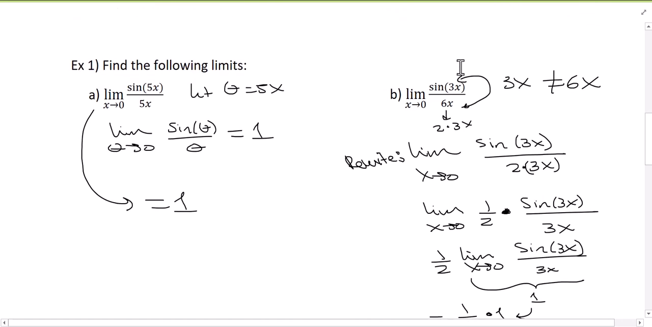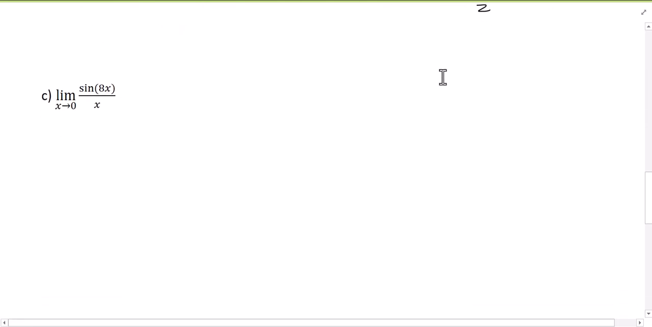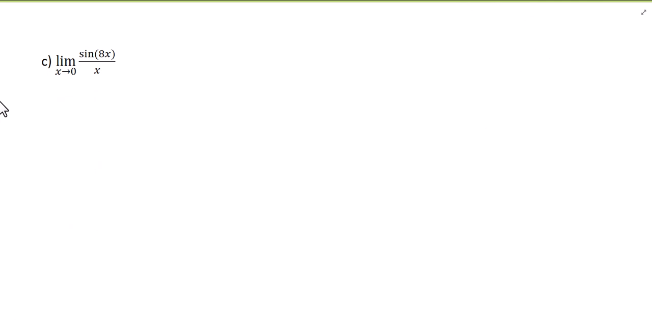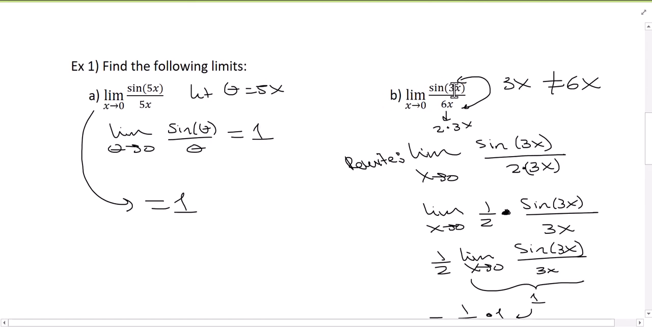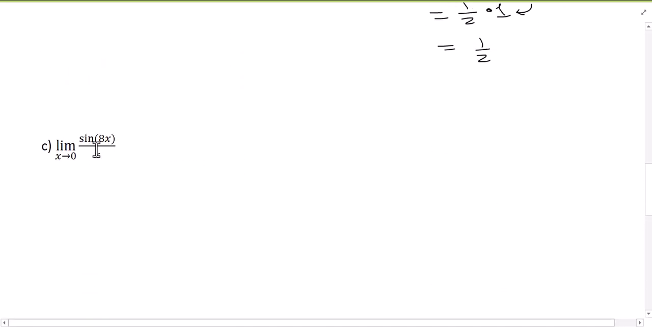So we can manipulate our expression so that whatever the argument inside the sine is, I can try to make the denominator match that. So let's try a couple more examples. Part C of this example 1, I have the limit as x goes to 0 of sine of 8x over x. Now this is a little bit different, because here I had sine 3x and 6x, so I could manipulate the 6 and say that's 2 times 3x, and then I have my argument matching the denominator. But here I don't really have any coefficient to work with.